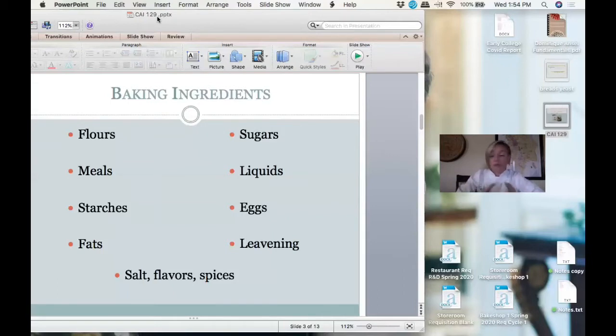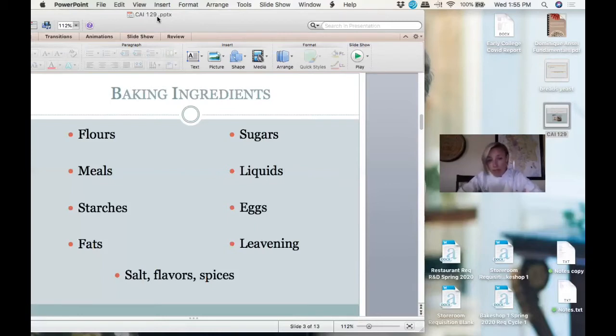But for now, just keep in mind that your flours are harvested from your wheat kernel. And all white flours come from the endosperm. Whole wheat flour comes from the entire wheat kernel. So in your whole wheat flour, you have bran, germ, and your endosperm. And that's what's giving you your color and your texture in your whole wheat flour.